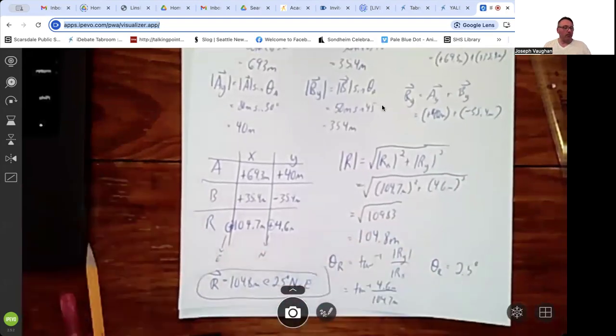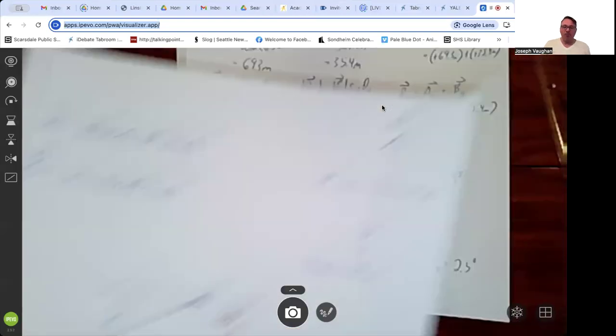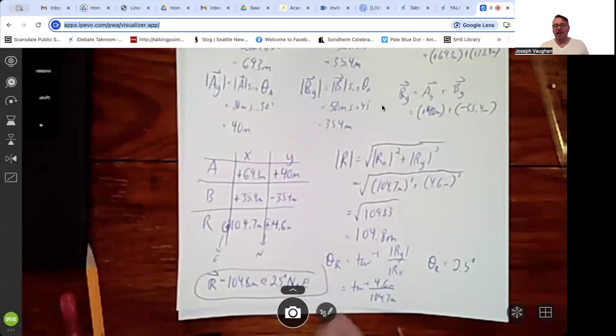Box it. Let me pull out my graphical answer. Boom, 105 meters at 3 degrees north of east. Oh my God, beautiful correlation between those two things. I have a lot of confidence that I did the right thing.